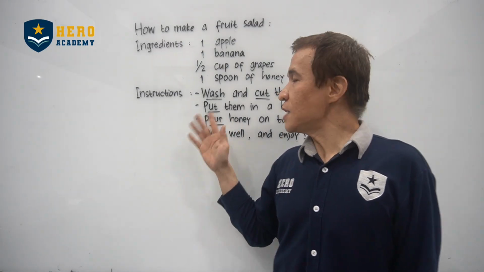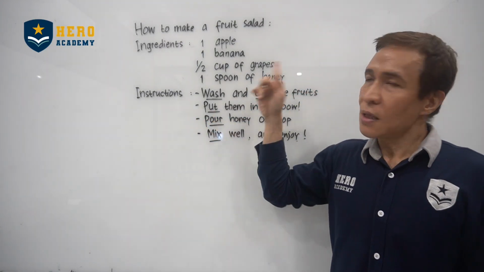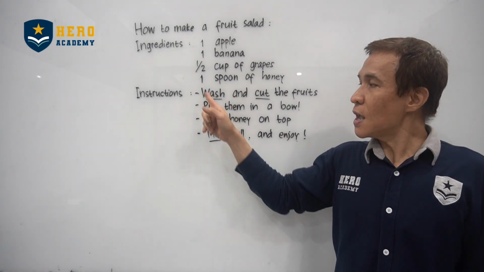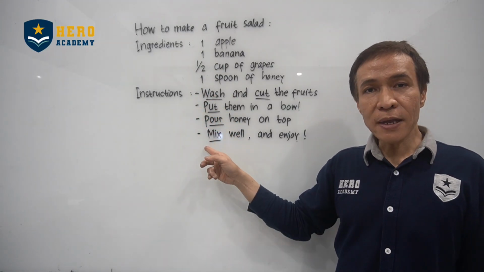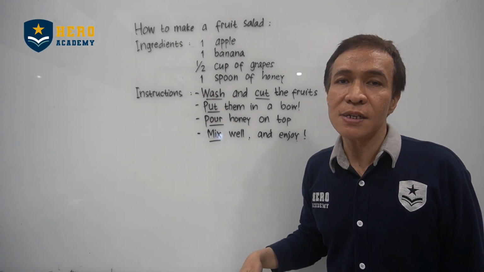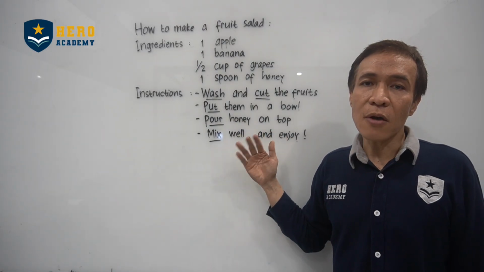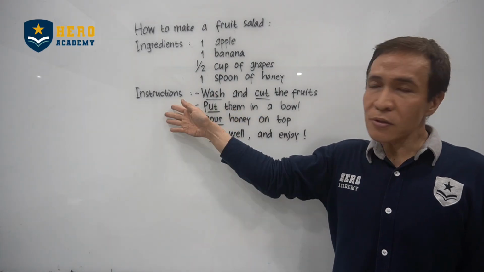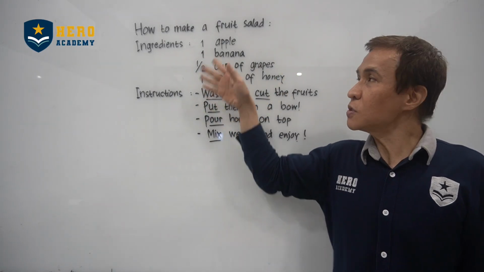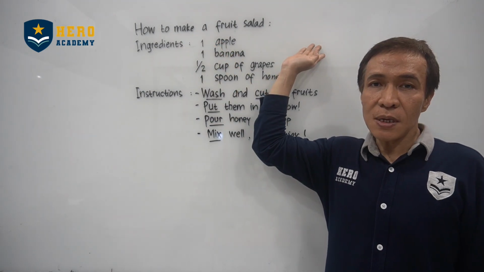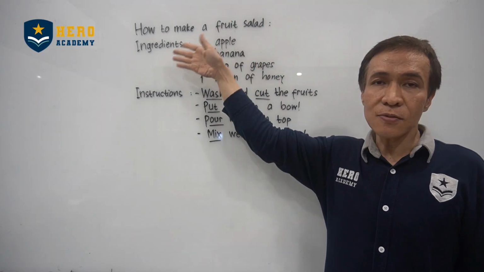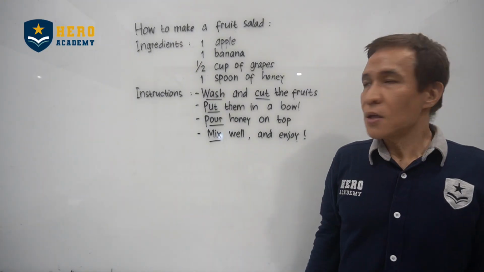So, which are the sequence words that we use here? The sequence words are first, next, then, finally, to give a clear idea so our audience or our listener can follow these steps to make the food using this recipe correctly.